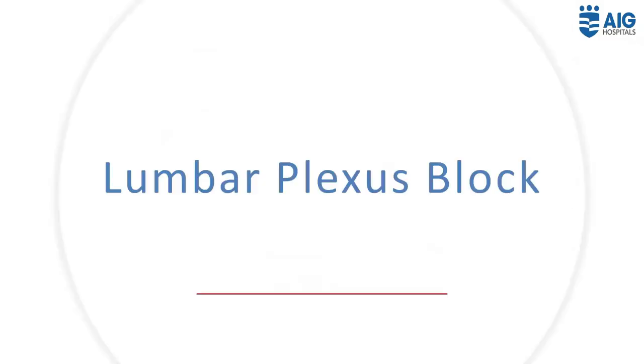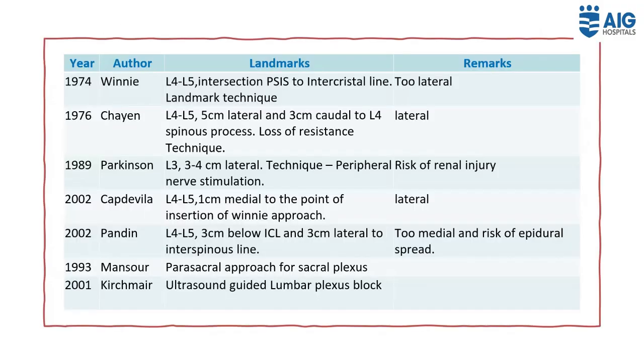With this background, let us proceed to knowing more about the lumbar plexus block. Dr. Winnie first described this technique in 1974 using the PSIS intercristal line. It was later found to be too lateral, leading to inconsistent blocks. In 1976, Chayen improved accuracy with a 5 cm lateral, 3 cm caudal approach to the L4 spinous process using loss of resistance, but it was still landmark based. In 1989, Parkinson used L3, 3 to 4 cm lateral, with nerve stimulation, but this carried a renal injury risk due to the high and deep needle path.